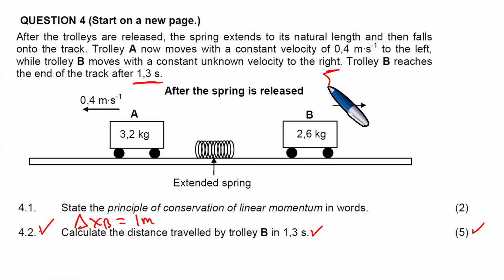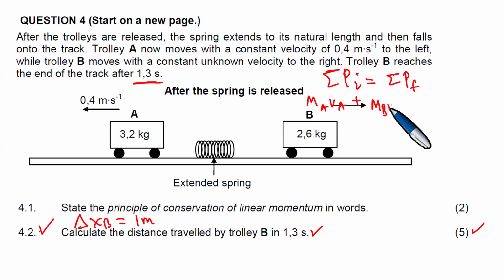We have the summation of initial momentum and the summation of final momentum, which means MAVA plus MBVB is MAVA plus MBVB.